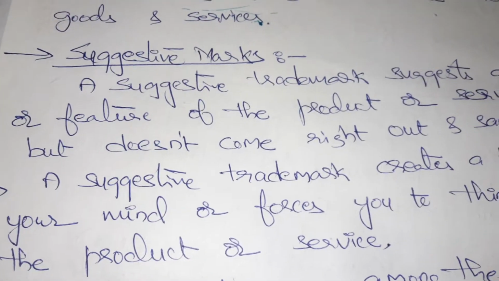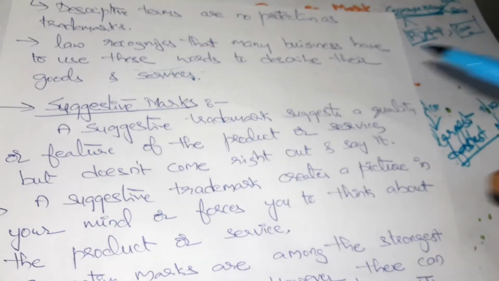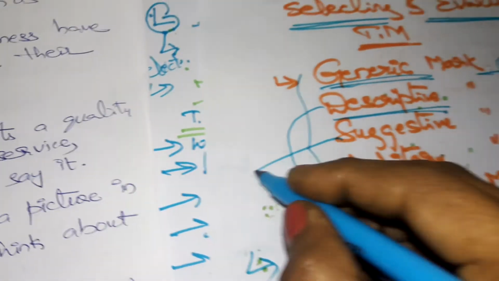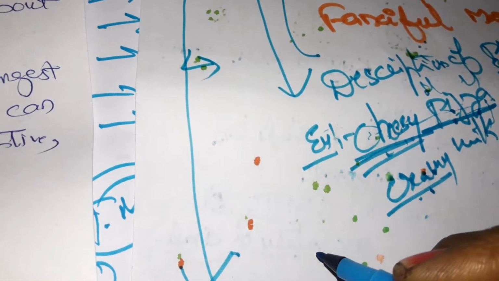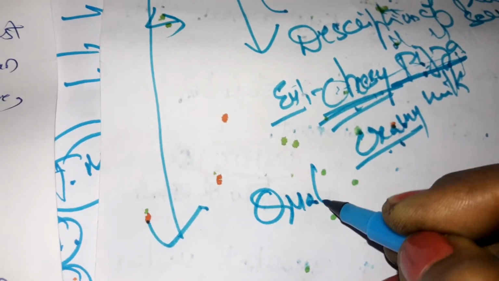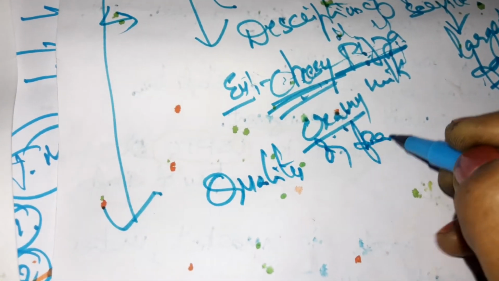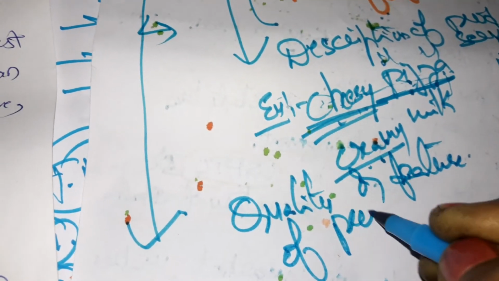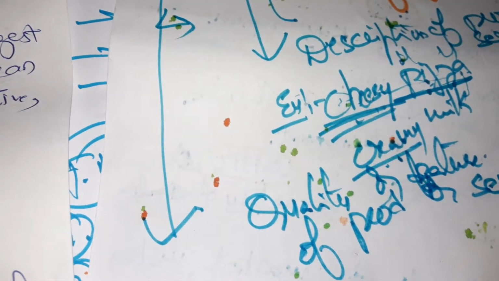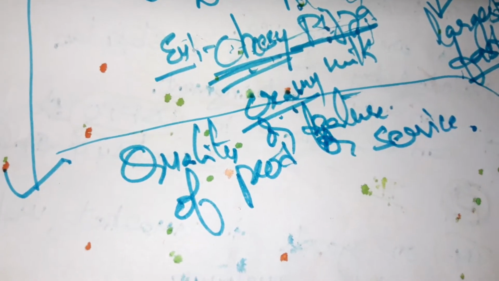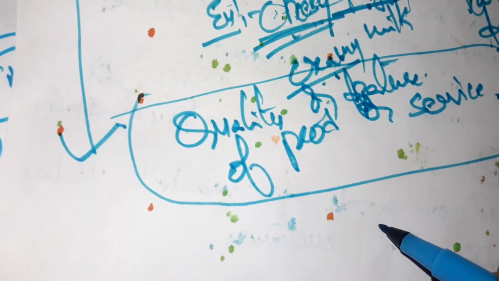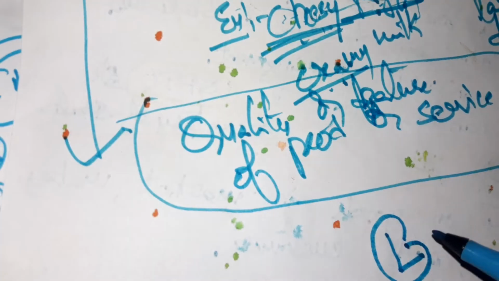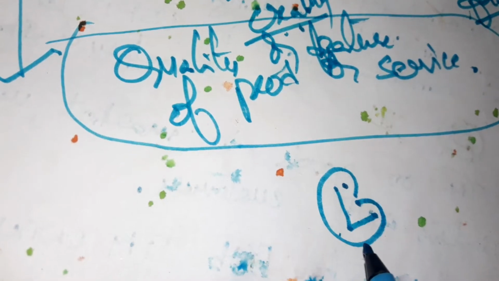Next one, suggestive mark. Suggestive mark is nothing but a suggestive trademark. A suggestive trademark suggests a quality or feature of the product or service. Suggestive trademark represents quality or feature of product or service. For example, by seeing the LG symbol, you can come to know what is the quality or what is the feature of these products.